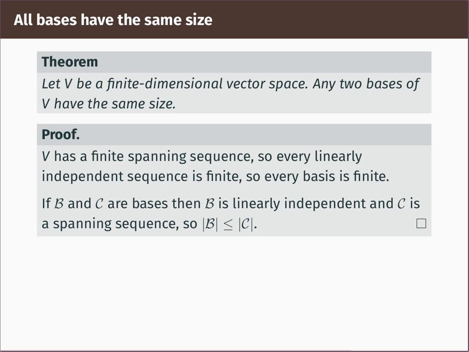Now, if you have two different bases, B and C, then on the one hand, B is a linearly independent sequence and C is a spanning sequence. So Steinitz exchange tells you the size of B is less than or equal to the size of C. But then you can just play the same game the other way around. C is a linearly independent sequence and B is a spanning sequence. So the size of C is less than or equal to the size of B. Just by swapping the roles, we get the inequality the other way around, and that tells you that any two bases, even if they're different, must have the same size.